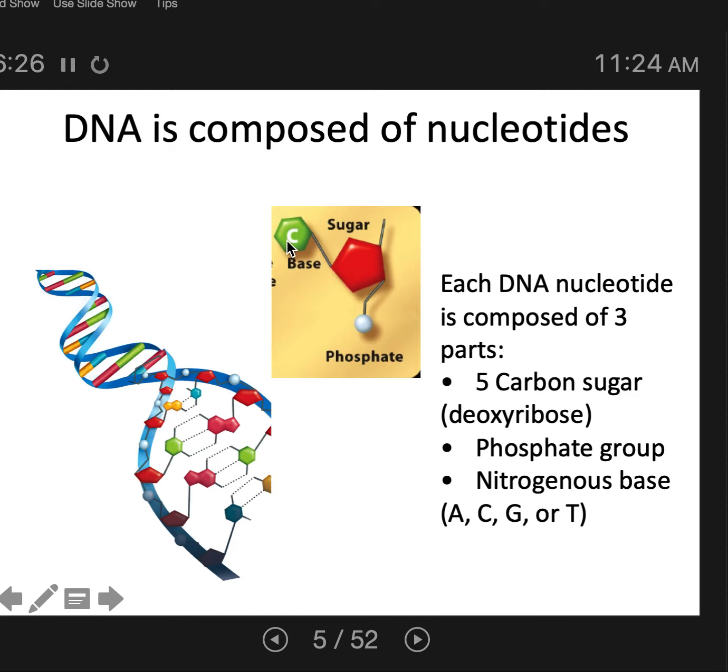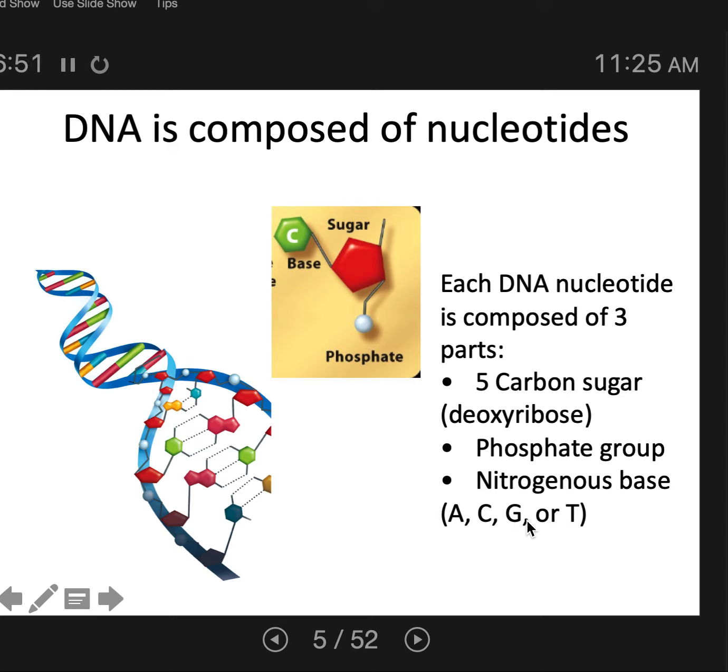Nitrogenous bases, there's 4 kinds: adenine, cytosine, guanine, thymine. A is for adenine, C is for cytosine, G is for guanine, T is for thymine. These are the 4 different nitrogenous bases of the genetic code. So there's 4 quote-unquote letters. They're not really letters, obviously. There's no molecular letters in your cells. These are the abbreviations of the name of the molecule.